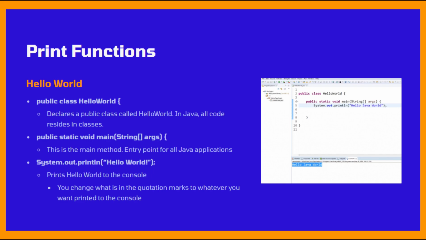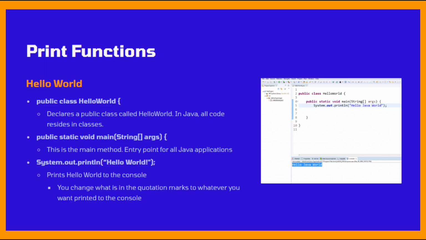Next, you have public static void main(String[] args). This is the main method, and it's one of the most important parts of a Java program. This is where your program actually starts running. When you press run, Java looks for this exact line, the main method, to know exactly where to begin.